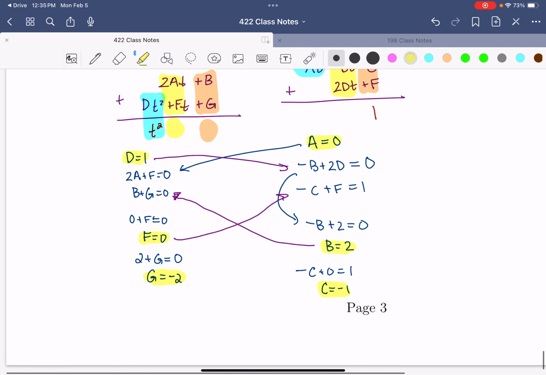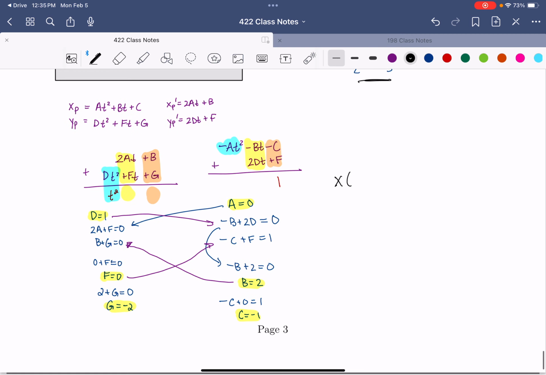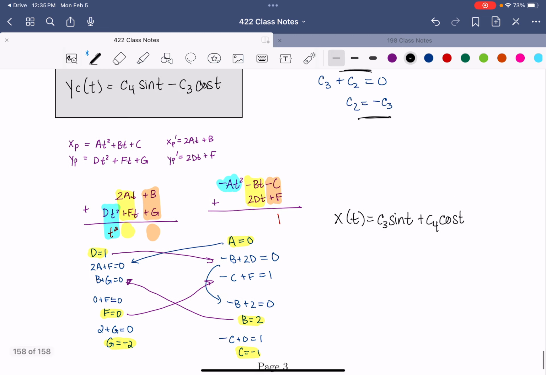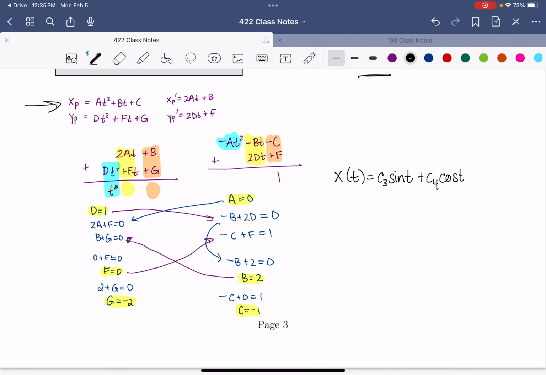Okay, so we plug those back in to form our full solution. And we're going to do this all in one shot. So we had that x of t was c3 sine t plus c4 cosine t. Right? That comes from our complementary solution in the box. Then we are going to add to that from here, the x of p, xp is at squared. So a is 0, so there's no t squared term. B is equal to 2, so plus 2t. And then c is negative 1, so minus 1.